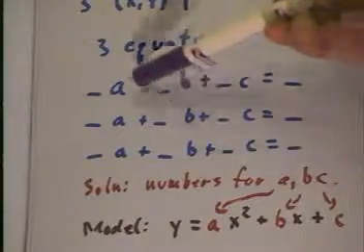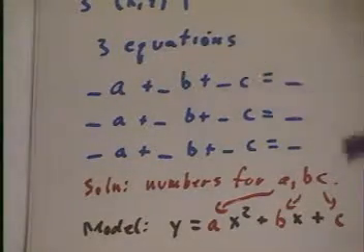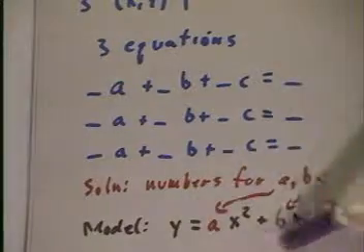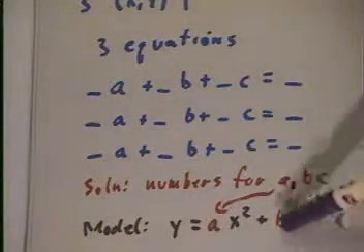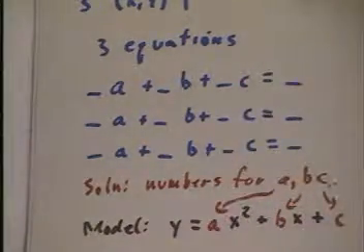The solution we get is numbers for A, B, and C, the 3 unknowns, which we then plug back into the model. A, B, and C will now become numbers, and we'll have the numerical model.